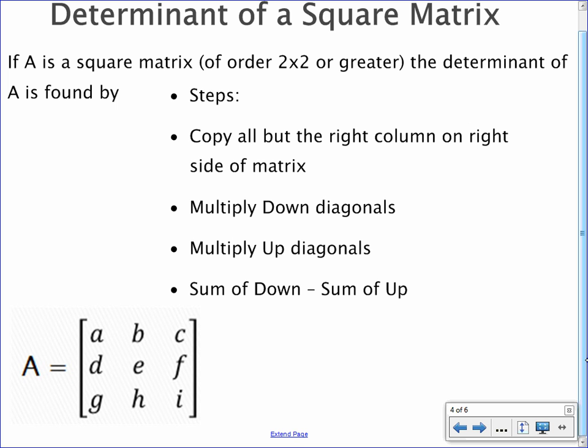If we have a square matrix bigger than 2 by 2, these are the steps to find the determinant. First thing we're going to do is copy every column except the right column on the right side of the matrix. So how many columns do we have? We're going to take the 2 left columns and copy them on the right.